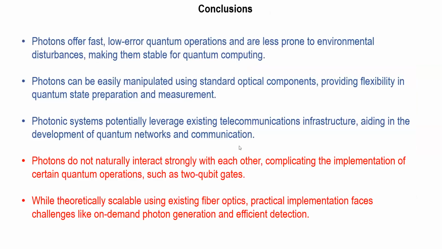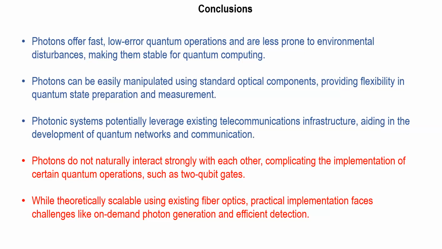All right, so here are some conclusions for this part. First of all, photons have several advantages. Here I color them in blue. Photons offer fast, low error quantum operations, especially single qubit operations. And these operations and the qubits themselves, which are photons, are less prone to environmental disturbances, which makes them very suitable for quantum computing.